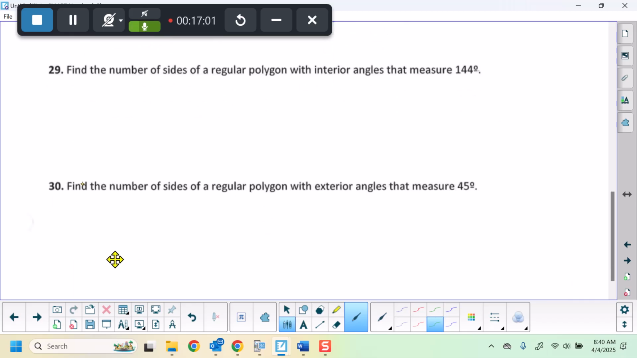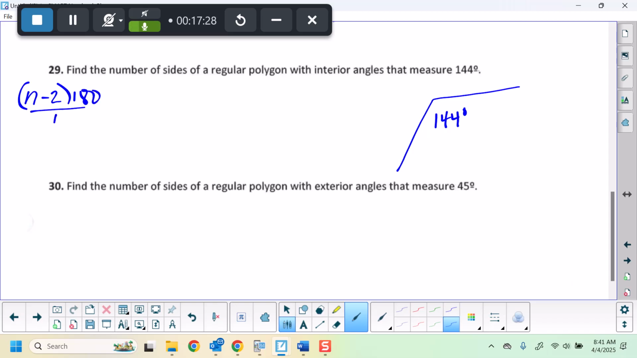Find the number of sides of a regular polygon with an interior measure. Hey, you can do this the easy way or the hard way. Which way do you want to do it first? It's a regular polygon, which means they're all the same. My interior angles are equal to 144. So I can say that my number of sides minus 2 times 180 divided by my number of sides is equal to 144 degrees. I can distribute 180, multiply each side by n, combine like terms, and solve for my number of sides.